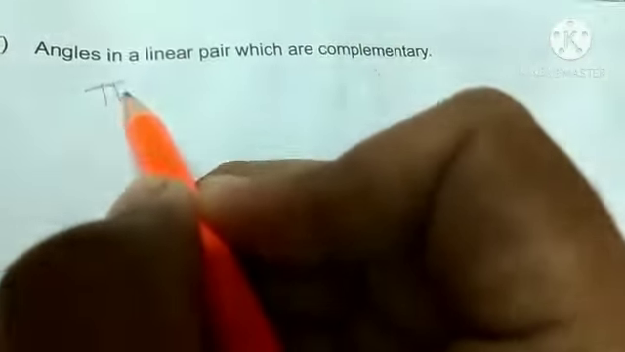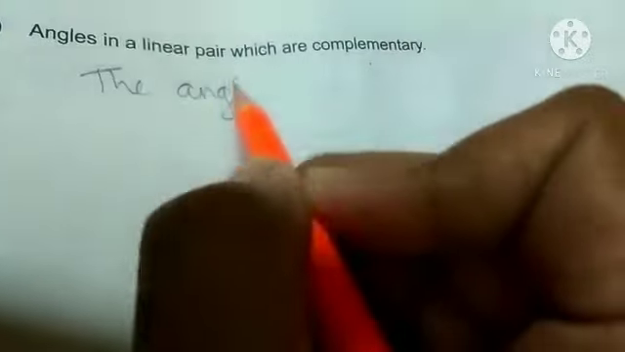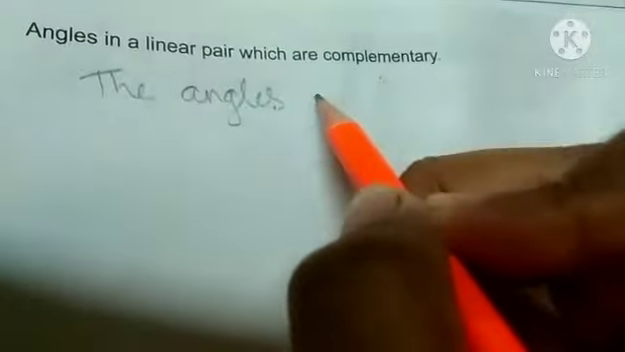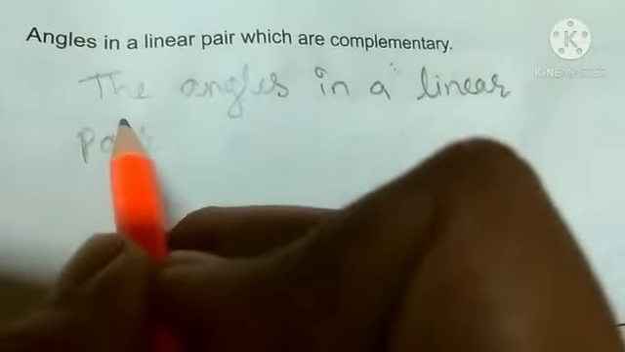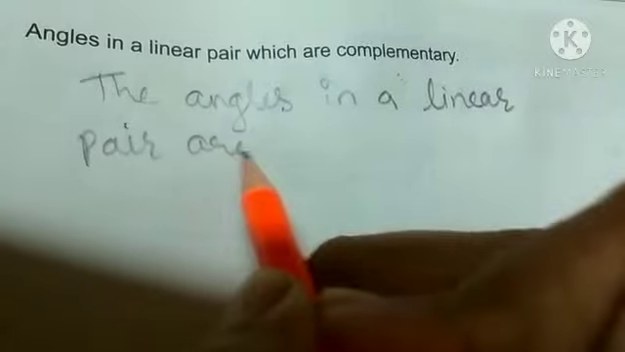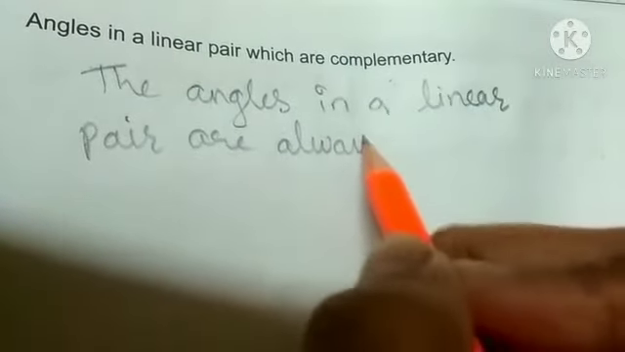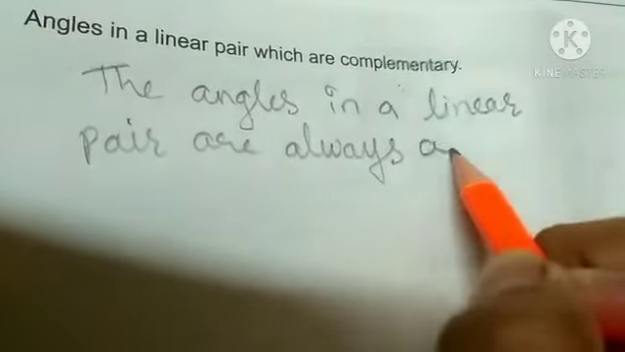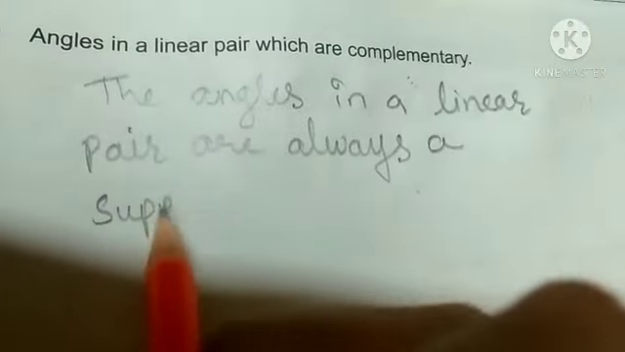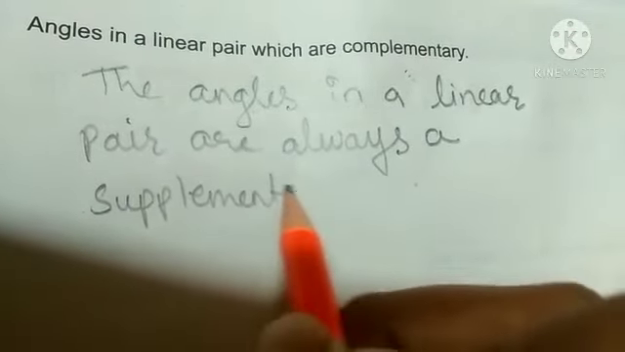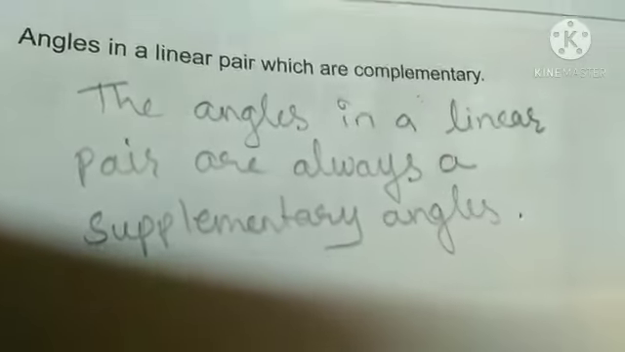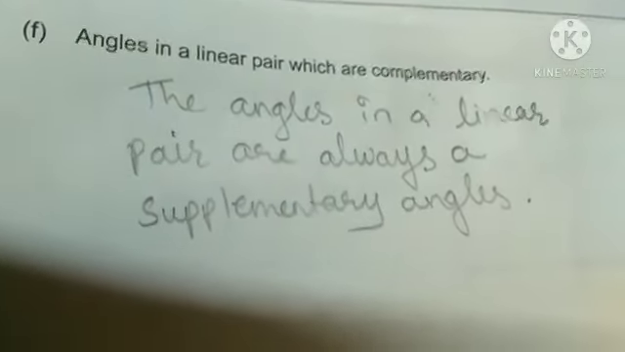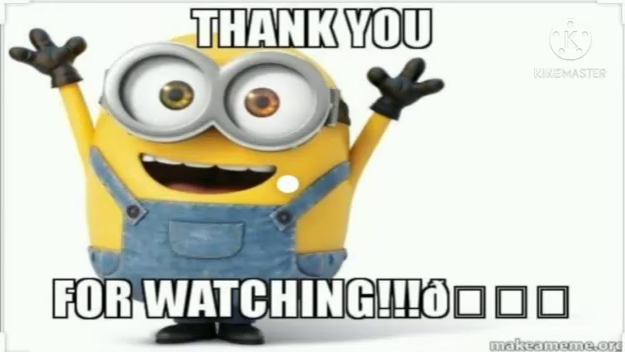So what reason you will write down here? You will write down that the angles in a linear pair are always supplementary angles. Understood? So like this reason you have to write down.